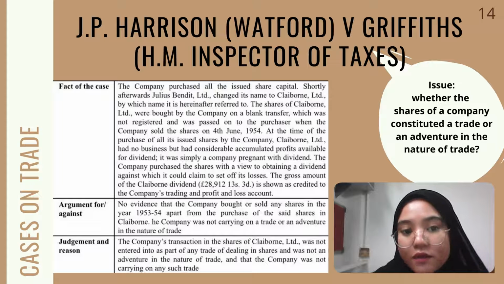The gross amount of the Claiborne dividend is shown as credited to the company's trading and profit and loss account. The argument is there is no evidence that the company bought or sold any shares in the year 1953 or 1954, apart from the purchase of the said shares in the Claiborne. The company was not carrying on a trade or an adventure in the nature of trade.